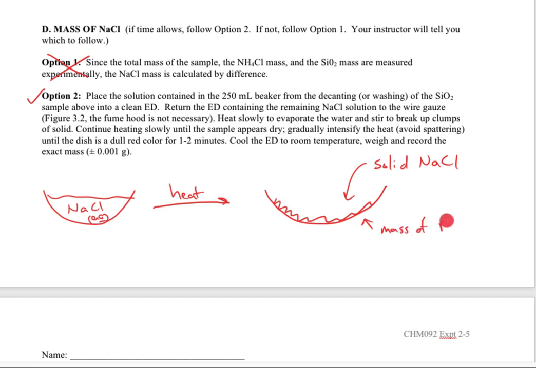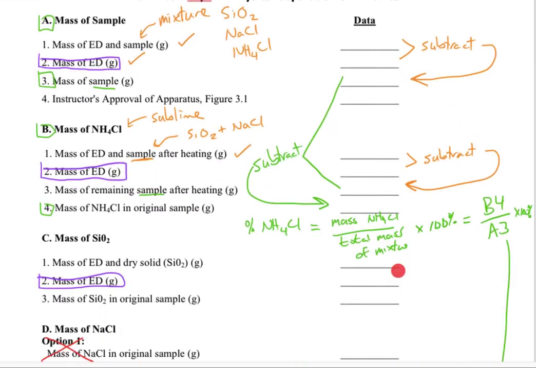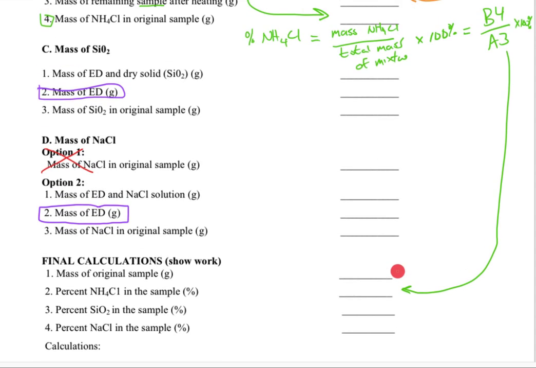So what you do, mass of evaporating dish plus the sodium chloride. You'll see a mass of this in the video. That would then go right here. And then just like before, you subtract those 2, you'd get the mass of just the sodium chloride in the sample, and then you can use that mass with the total mass of the mixture to calculate the percent of sodium chloride in the sample.